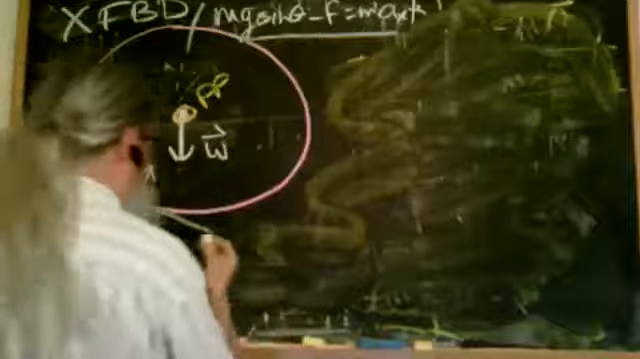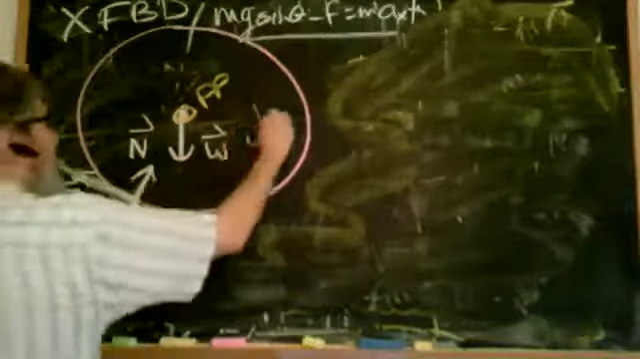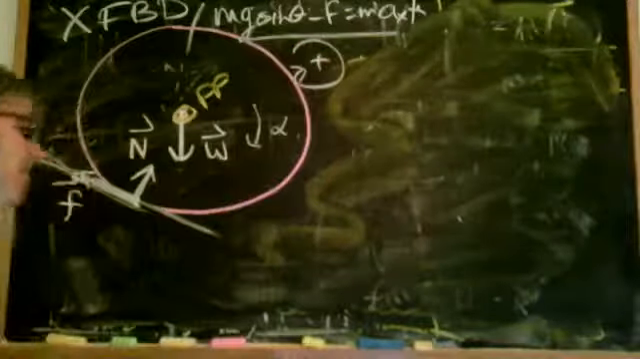Oh, we need a coordinate system. Well, the obvious thing is that this thing is rolling down the ramp. That's alpha, so I will define the clockwise direction here as positive.